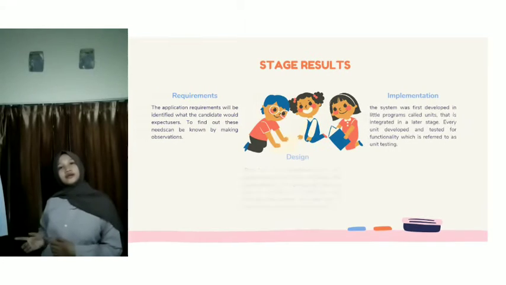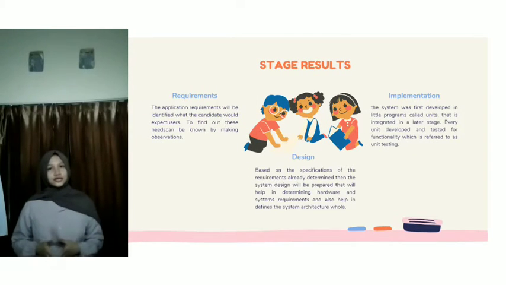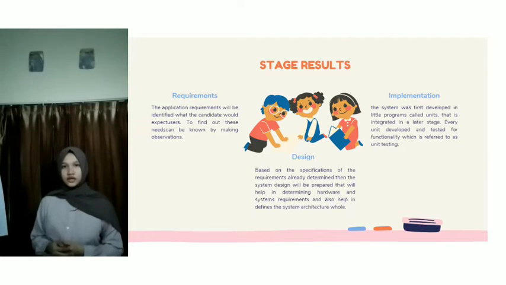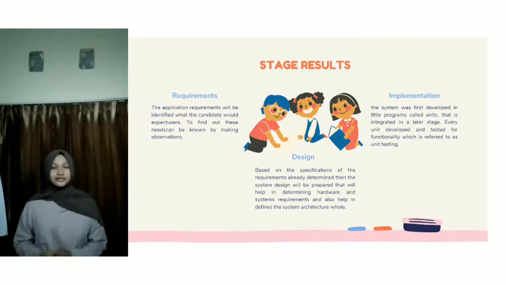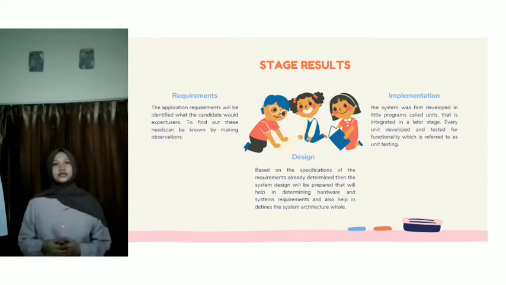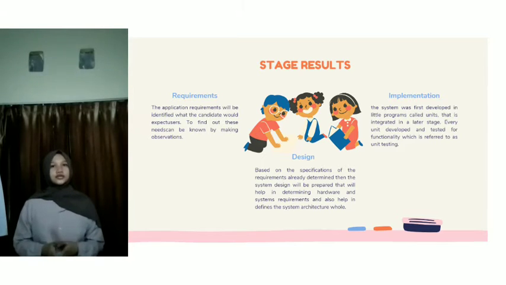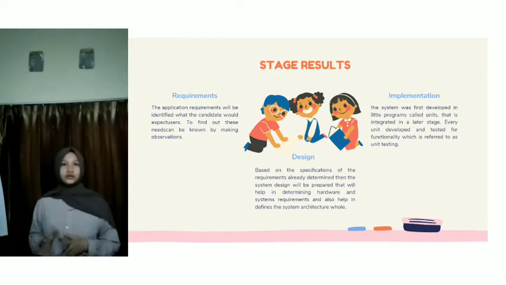There are requirements. In this first stage, the application requirements will be identified, what the users would expect. To find out these needs, observations can be made. The second stage is design. Based on the specifications of the requirements already determined, the system design will be prepared, which will help in determining hardware and system requirements and also help in defining the whole system architecture.